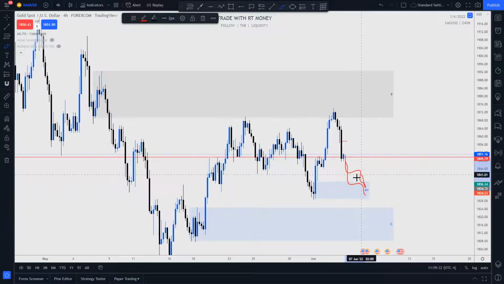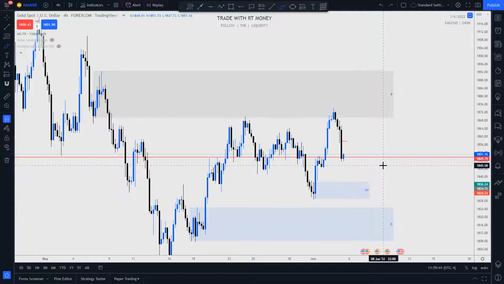I will be looking to see if price gives bullish price action here, and I may go for a long to the EQ of this demand zone, this daily demand zone up here. So we're going to go with what price gives us. I'm not going to anticipate. I'm not going to predict. I'm going to have a plan in place for both scenarios.